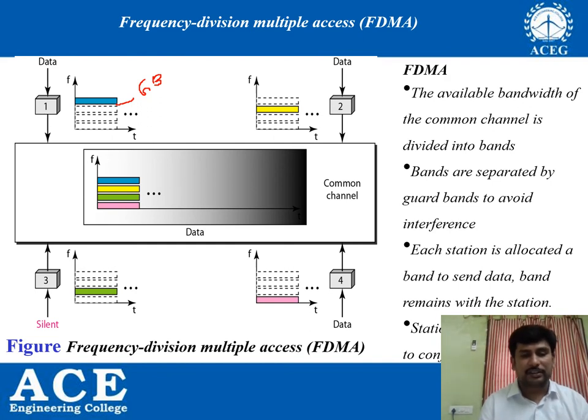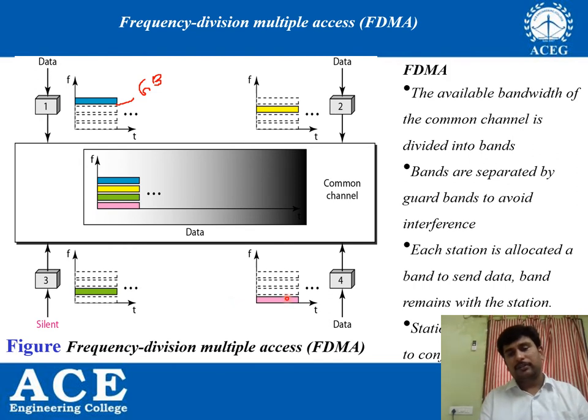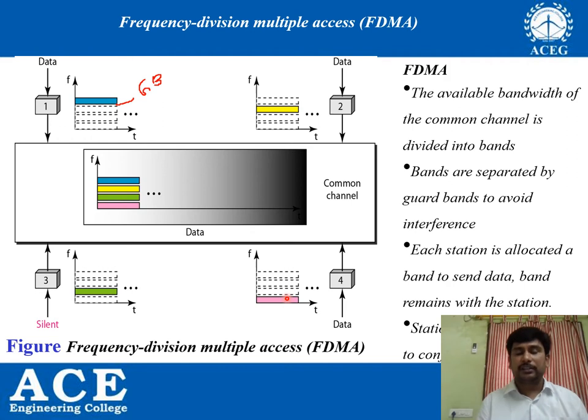Now each station is allocated a band to send data. For instance, here we have taken 4 devices which have data to send. So the total frequency available is divided into 4 bands which are separated by guard bands. And for each station, we are allotting 1 band. For instance, for station 1, we are allotting FB1 or frequency band 1, station 2, frequency band 2, station 3, frequency band 3, and station 4, frequency band 4. Okay, so this is how we are trying to send data from more than one device by dividing the total channel bandwidth into smaller units called frequency bands. And each station is allotted 1 frequency band, and they can use the frequency band at any instant of time.